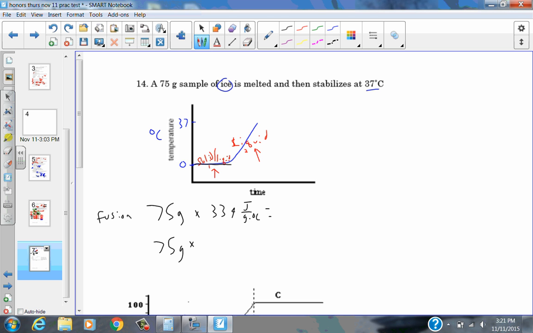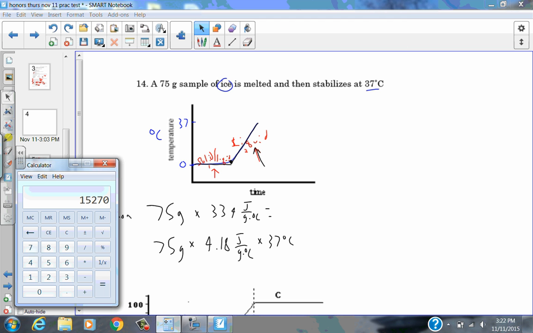The next one is a slope. Every slope is an m times c times delta T. What do you use for c? Well, it depends. Do you have a solid, a liquid, or a gas? I happen to have a liquid. The specific heat of liquid water is 4.18 joules per gram times degrees Celsius. Not all liquids are 4.18. Liquid water is 4.18. How much is it going to change before it's done? Well, once it melted, it was at 0, and it changed to 37. That's a change of 37 degrees Celsius.